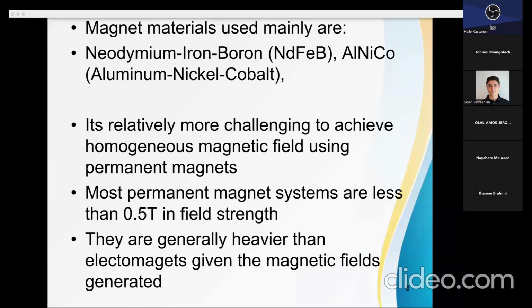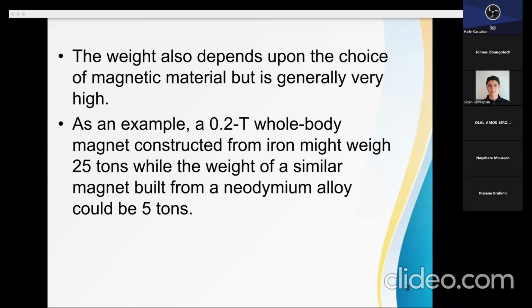But if you are at very low magnetic fields, then you can also have systems that are pretty much portable in the context of MRI. The weight also depends on the choice of the magnetic material. For example, a 0.2 Tesla whole body magnet constructed from iron might weigh up to 25 tons, and a comparable system made of neodymium magnets might be just about 5 tons. But you can see we are still talking about 5 tons.